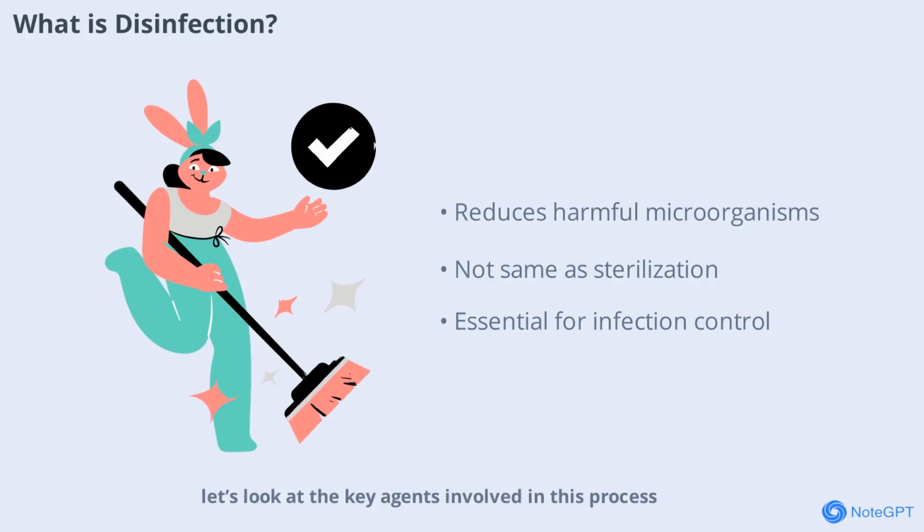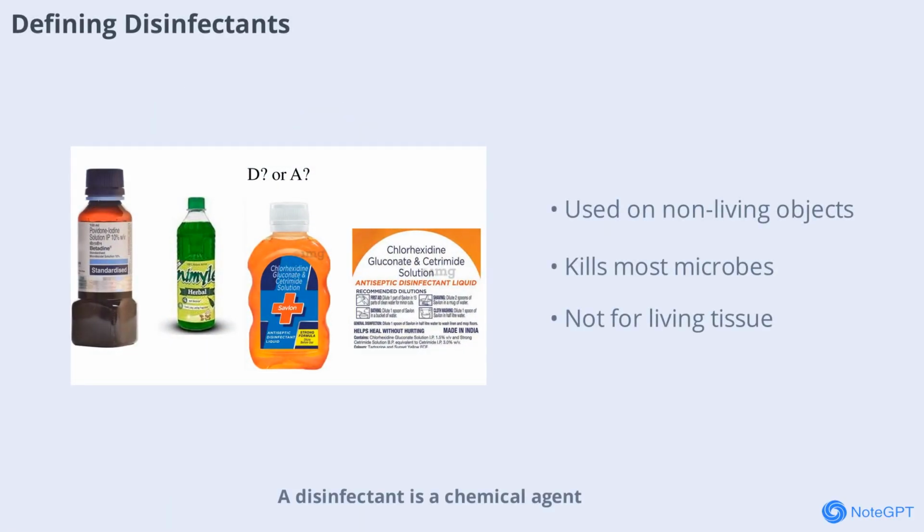Now let's look at the key agents involved in this process: disinfectants and antiseptics. A disinfectant is a chemical agent used to kill microorganisms, except for spores, certain viruses, and prions, on inanimate objects. Disinfectants are applied to surfaces like tables, metal instruments, and floors to reduce the risk of infection. They work through physical or chemical processes, targeting the structures or functions of microbes. It's important to note that disinfectants are not meant for use on living tissues, as they can be too harsh and potentially harmful. Next, let's see how antiseptics differ from disinfectants.